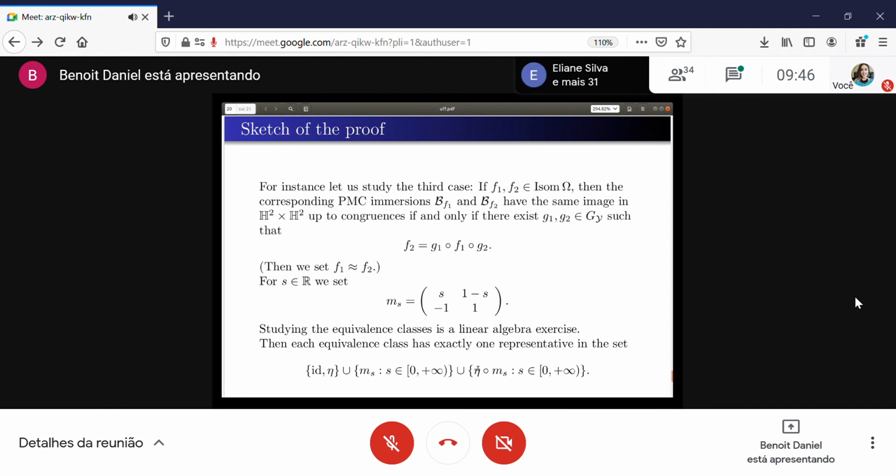And we can show that I have several classes of equivalence. If I consider only the direct ones, I have the class of the identity, and I have the class of M_S, where M_S is this matrix, and I can choose S non-negative here. And also I have some classes corresponding to the indirect ones, which are the class of eta, which appeared in the previous slides, and the composition of eta with this matrix M_S. So this looks quite strange because we are considering some isometries of omega, but this does not seem to have some geometric property.